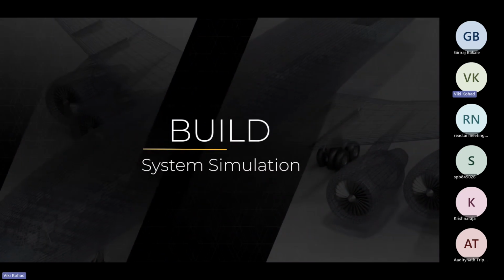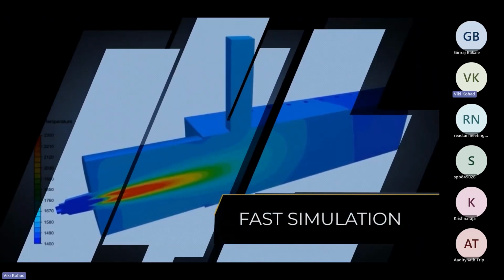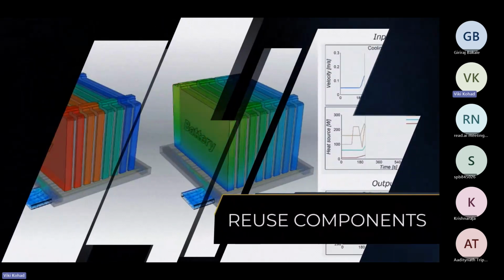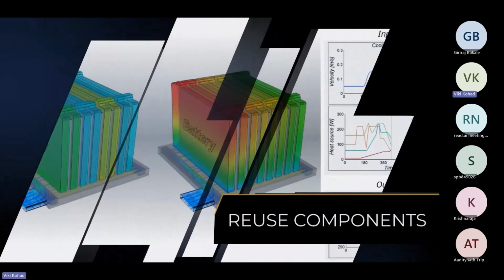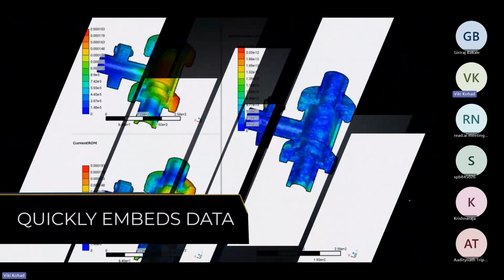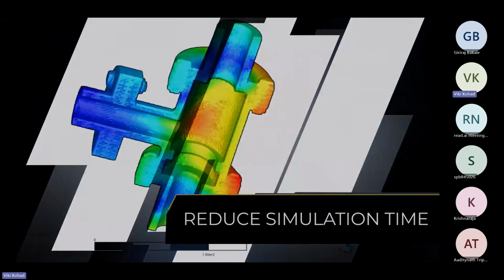First comes build. Twin Builder combines the speed of system-level simulation with the accuracy of 3D physics solvers and allows the reuse of existing components through reduced order modeling. ANSYS Twin Builder quickly embeds performance information, cutting runtimes from weeks to hours.